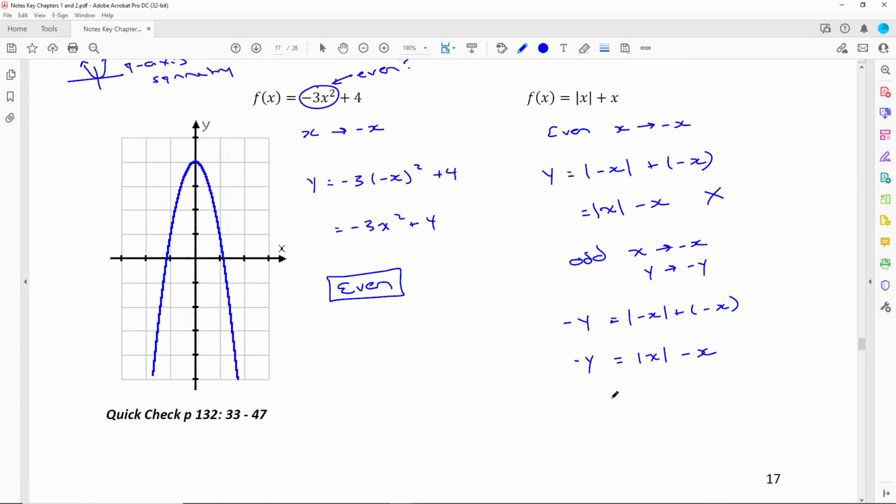And then I would divide everything by negative 1. I get y equals negative the absolute value of x plus x. And this is not equivalent. So it is not odd. So I'm going to say that this graph is neither. All right, so your quick check is here.